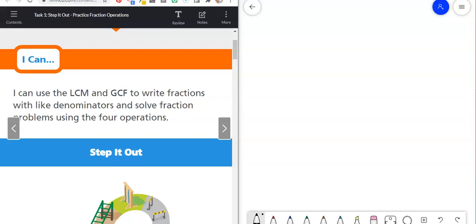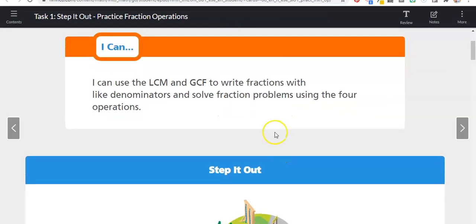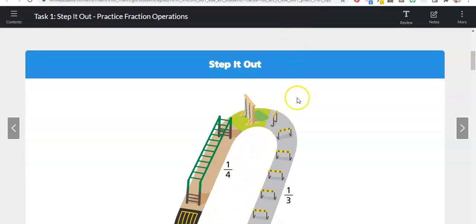Hey, this is Module 3, Lesson 5. This is Lessons Over Practice Fraction Operations. And so we're on this Step It Out. You can find that on your online math book, or you can find it on page 91 of your math book. So the I can statement is, I can use the LCM and GCF to write fractions with like denominators and solve fraction problems using the 4 operations.